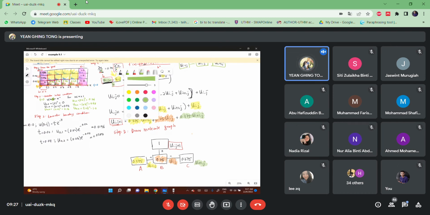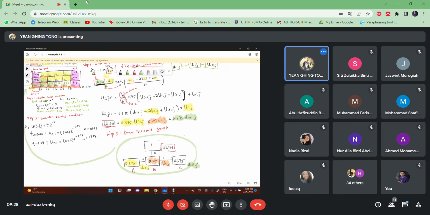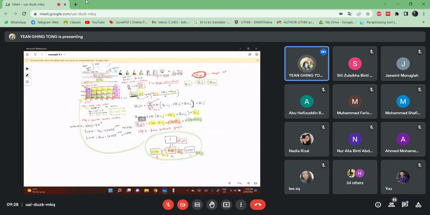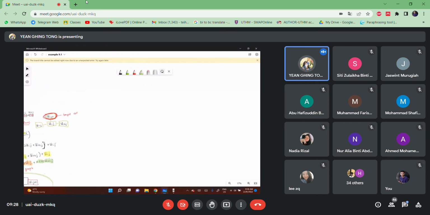Macam ni. Okay, so if this one, I transfer to this one, that means saya boleh jadi, this is uij plus 1. And then this is uij, and this is a ui plus 1j. This is ui minus 1j. Yeah. Okay, saya lukis sini. So that means I will get u11. So saya lukis. I draw the molecule graph here. So maybe you can understand. So just now my molecule graph is here. Like this, right?